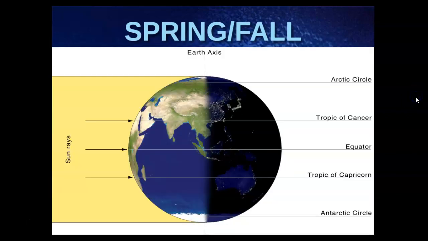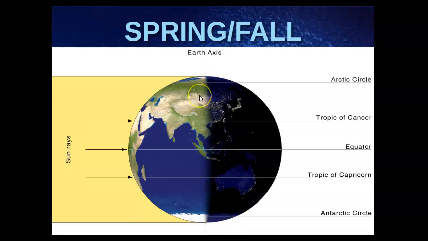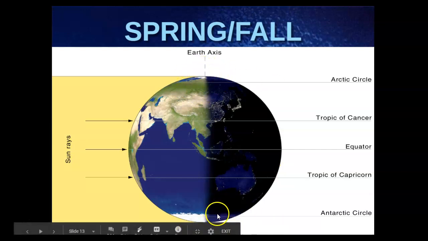So in this position, you can see how half is illuminated, half is not, so that's why we say it's about equal. Neither end of the axis is tilted towards or away. So in this case, if North America is in spring, the southern hemisphere is in fall. Opposite, if the northern hemisphere is in fall, the southern hemisphere is in spring.